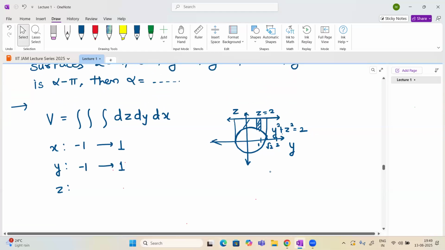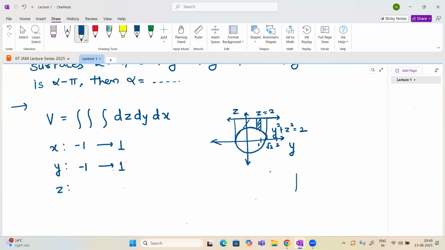Okay, see, limits of Z. So this kind of strip we have, right? Bounded above by a line, z is equal to 2, and bounded below by a circle, y square plus z square is equal to 2. I want the limits of Z. So I will solve this equation of circle. z square is equal to 2 minus y square. Agree? So z is equal to root of 2 minus y square. Agree with me?